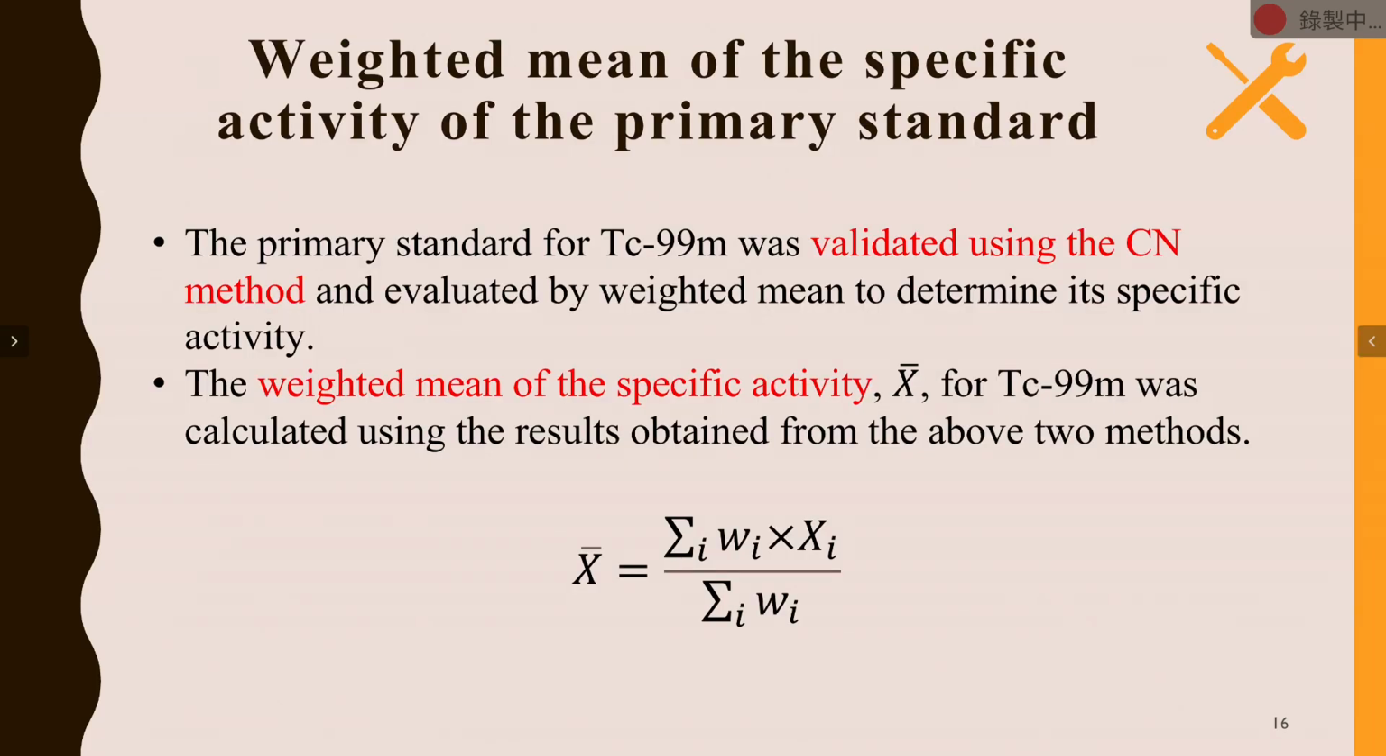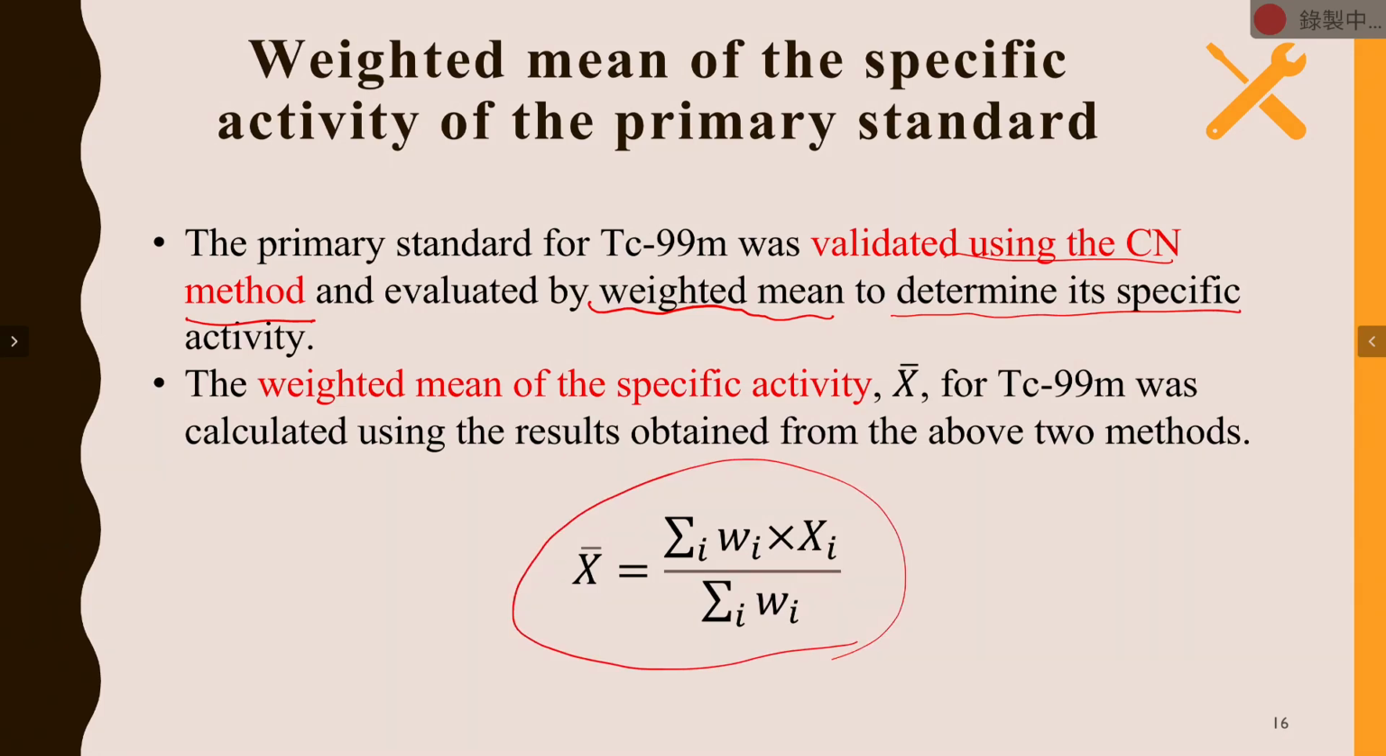For the primary standard for Tc-99m, it was validated using the CN method, just as I previously introduced, and evaluated by weighted mean to determine its specific activity. And this is the equation for your reference.